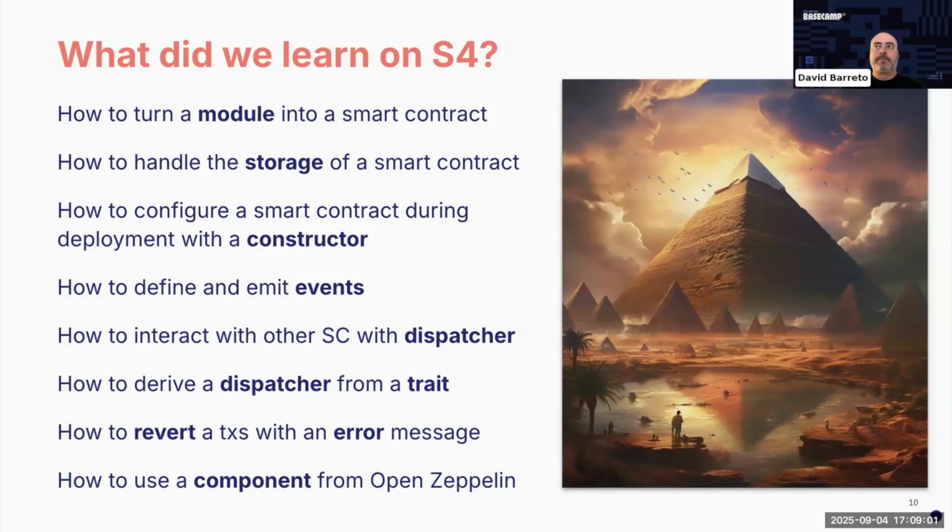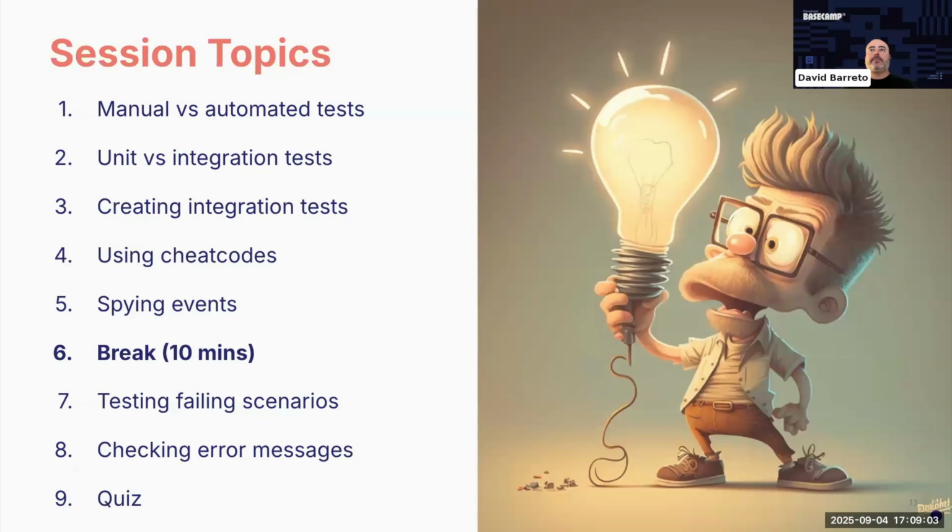That was session 4. Now, in session 5 today, we're going to start talking about manual versus automated tests, then unit versus integration tests, because we actually did unit tests before. I'm going to show you how to create your first integration test with Foundry, then more advanced topics like using cheat codes to modify the state, or the mocked version of STRK running locally.